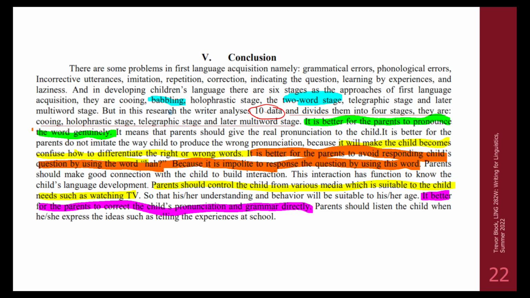They get even more prescriptive here. Parents should control the child from various media which is suitable to the child needs, such as watching TV. Again, you cannot say this. This is a personal preference. This is not backed by research. Nothing they've said in this paper suggests that TV is harmful to child's language acquisition.